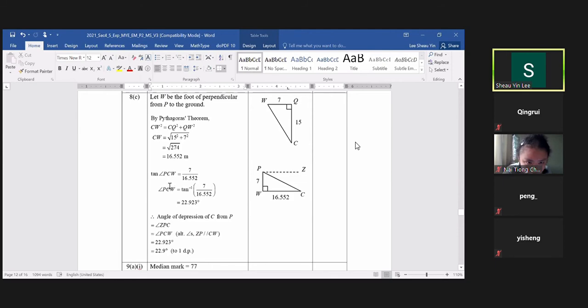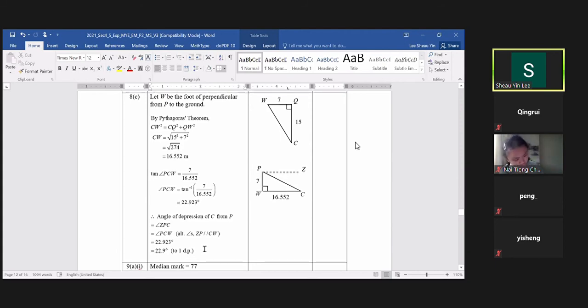All right, so I have the tangent function, angle of depression. Angle of depression means you look down from there. Where is the angle? Elevation, everybody knows. Elevation is PCW. But depression means your ZPC. Depression is your ZPC, but the thing is that you still have a zigzag line, which means ZPC is also equivalent to PCW. All right? And after that, the answer is 22.923, but they want one decimal place because it's an angle.